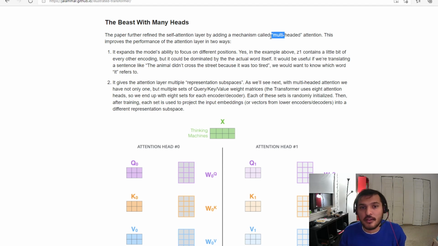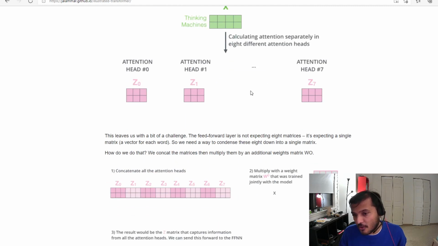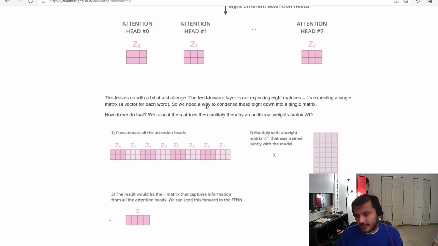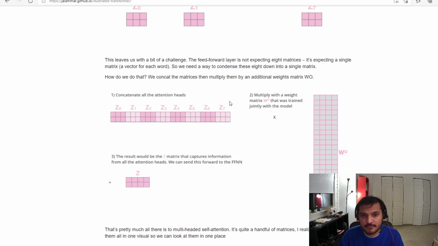So that's why it's multi-headed attention, because your attention heads are the ones that do this computation. Here you can see head 0 is all the 0 subscripted ones, and head 1 is the 1 subscripted ones. So you would get Z0, Z1, and so on. Okay, so we get these values, the Z's.